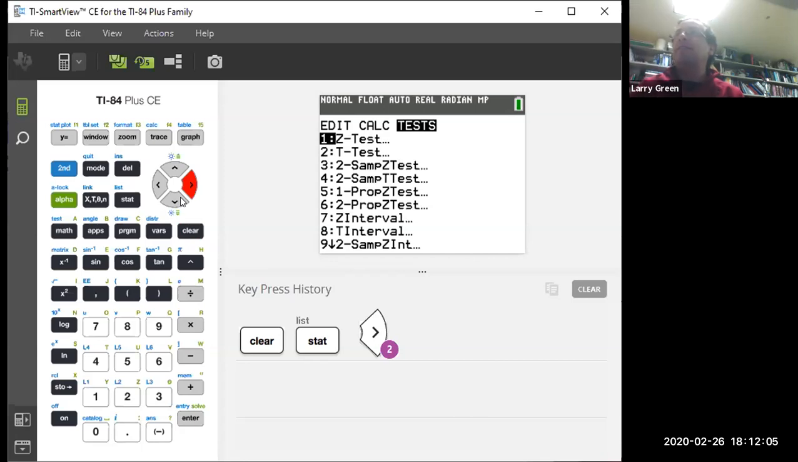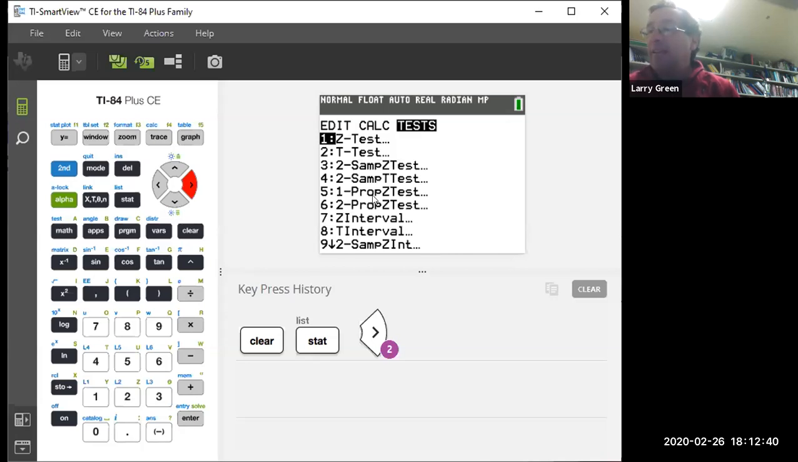We got Z-test, T-test, 2-SAMP T-test, 2-SAMP Z-test, 1-prop Z-test, 2-prop Z-test. Then we got Z-interval, T-interval, etc. Yeah, this is going to be 2-prop Z-test. 2 means we had 2 samples. We had the sample from 2019, and then we had the sample from 2015. Prop means proportions. That's because in H0 and H1, we had a P1 and a P2. That stands for proportion.